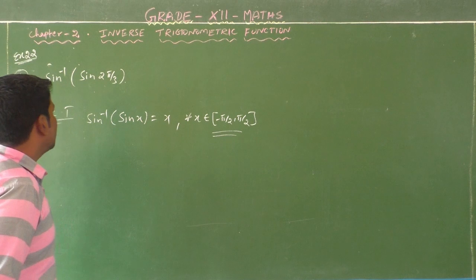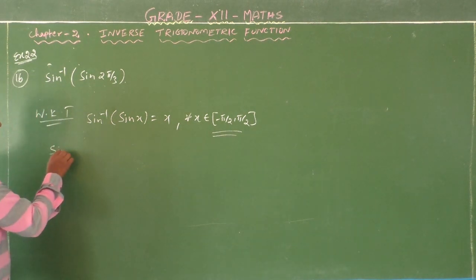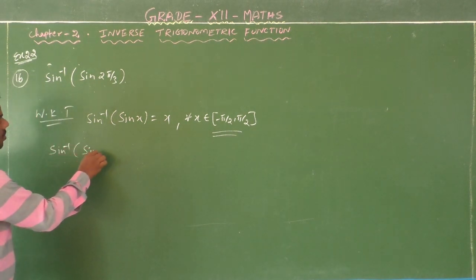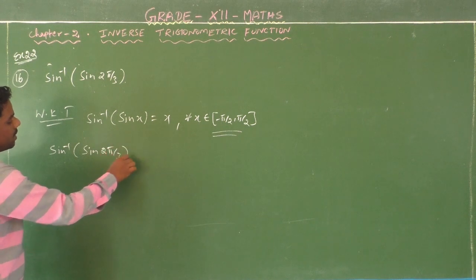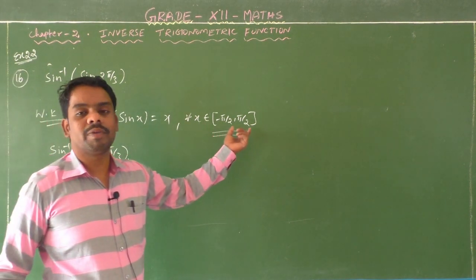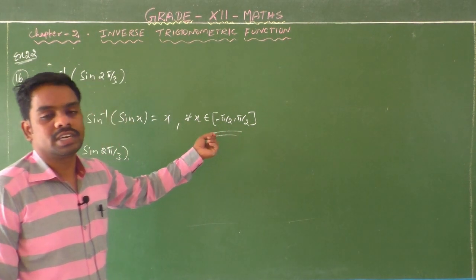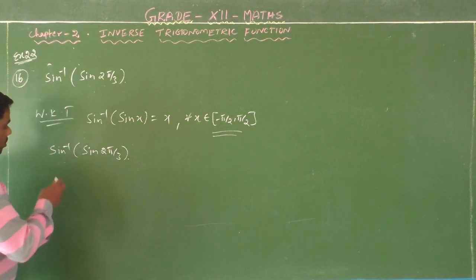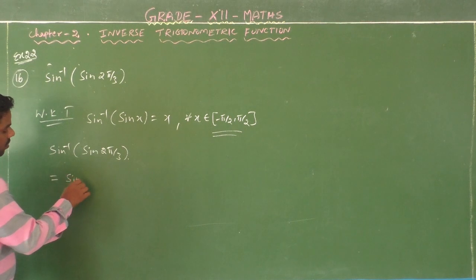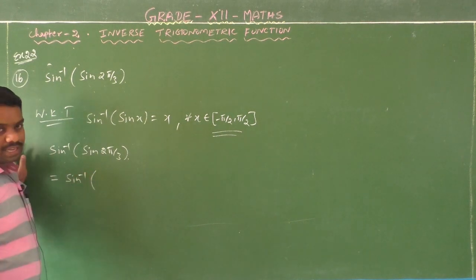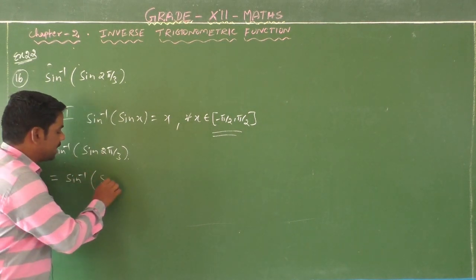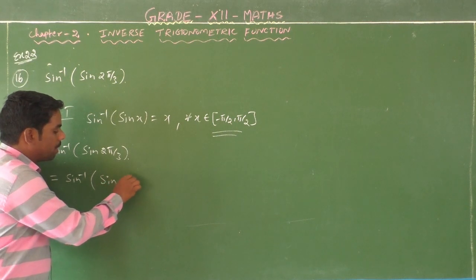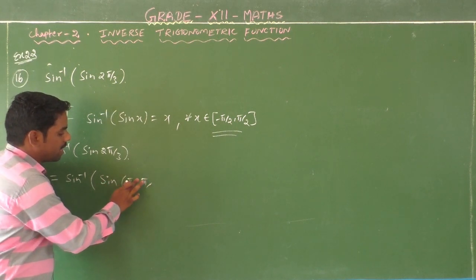But in the given question, sine inverse of sine 2 pi by 3, 2 pi by 3 does not belong to the closed interval minus pi by 2 comma plus pi by 2. So sine inverse of sine 2 pi by 3: sine 2 pi by 3 is written in the form sine of pi plus pi by 3.